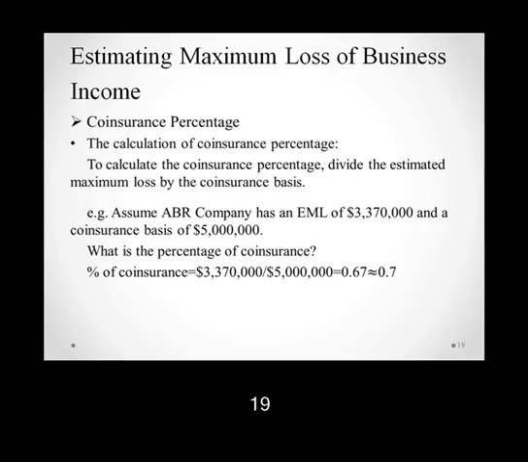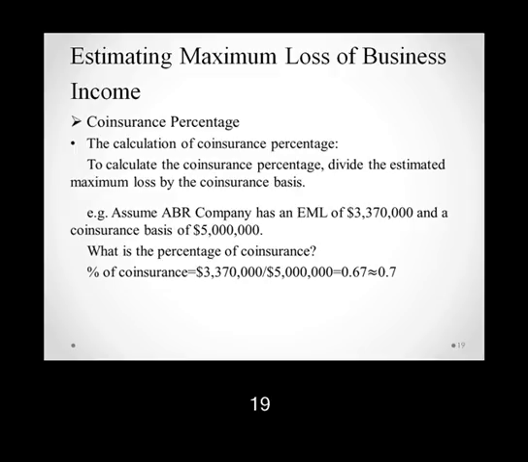With the previous steps, the coinsurance basis may be calculated and the EML would be established. Then the risk analysis could move on to calculate the coinsurance percentage. To calculate the coinsurance percentage, simply divide the estimated maximum loss by the coinsurance basis.